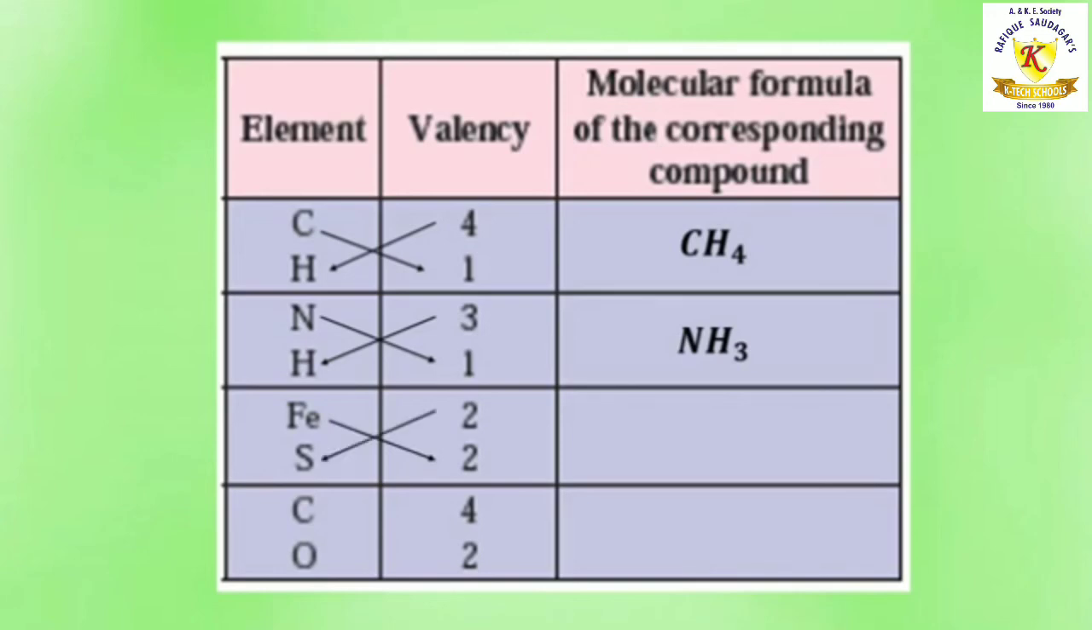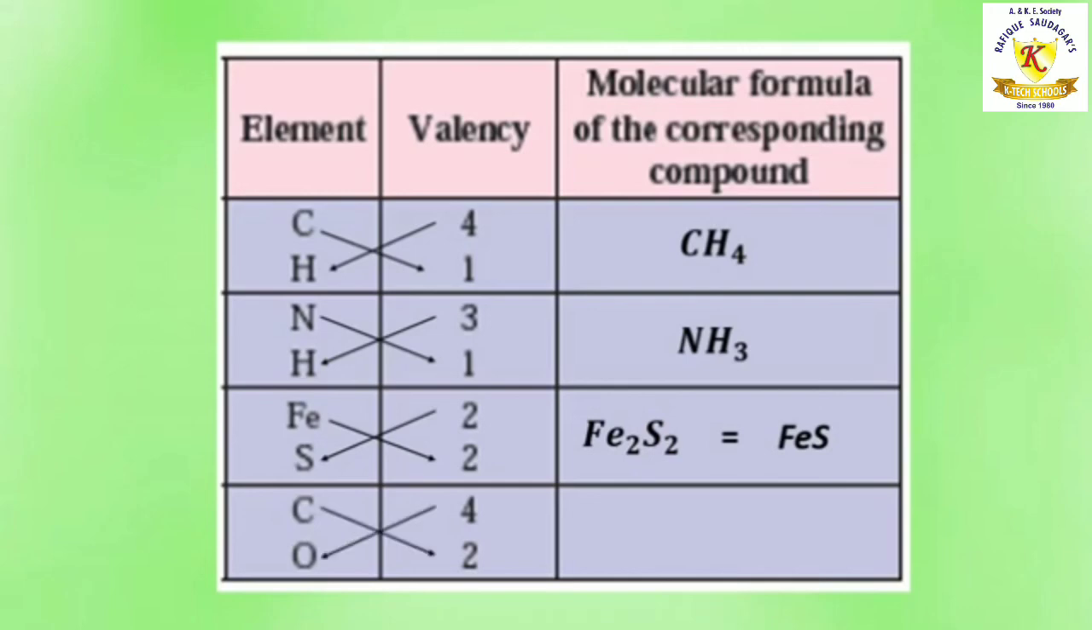The third is Fe and S. If we cross multiply these two, we get Fe2 and S2. So what we'll do here? We will divide it by 2 to get the smallest possible whole number. So we will get here, after dividing it by 2, FeS. Understood? Now the last one, C with the valency 4 and O with the valency 2.